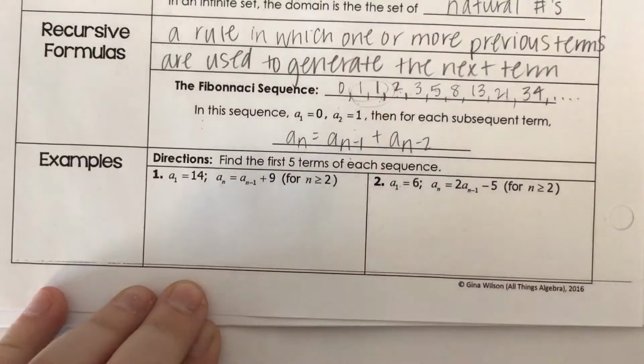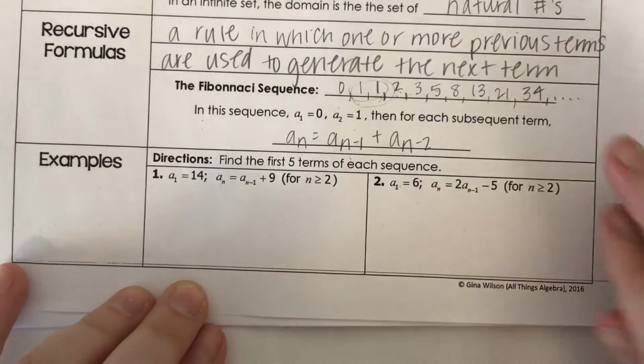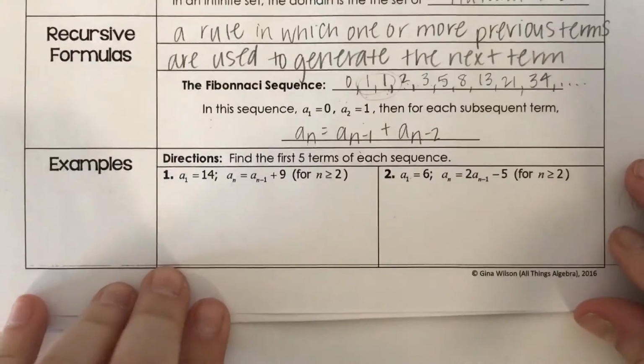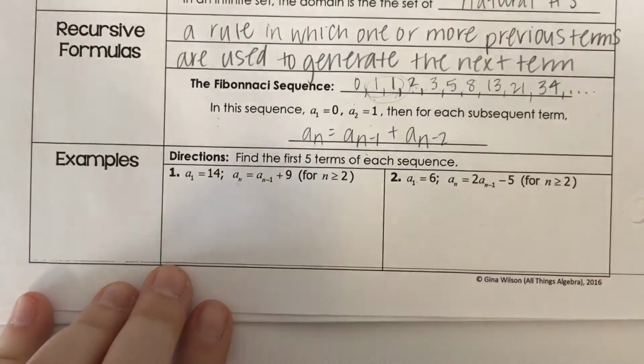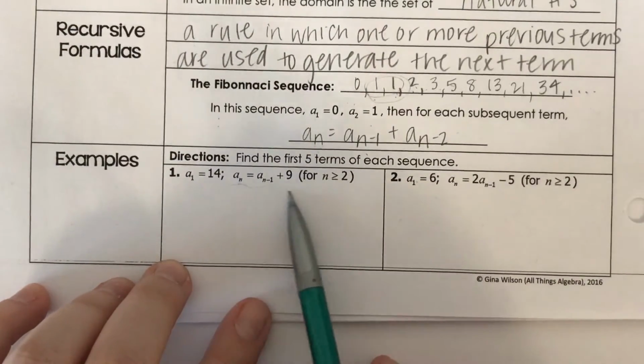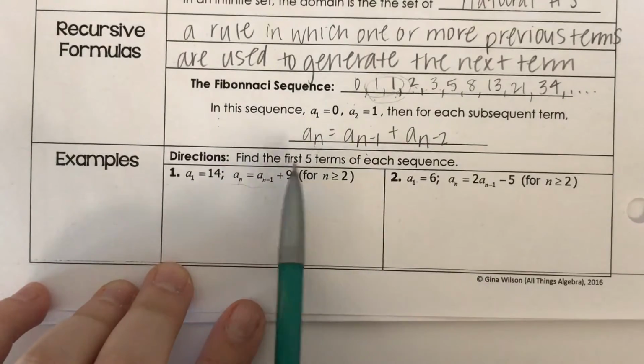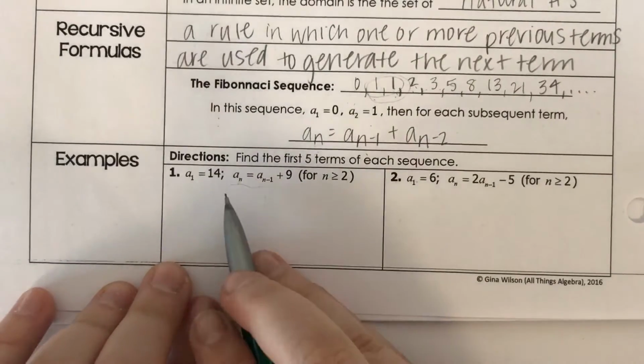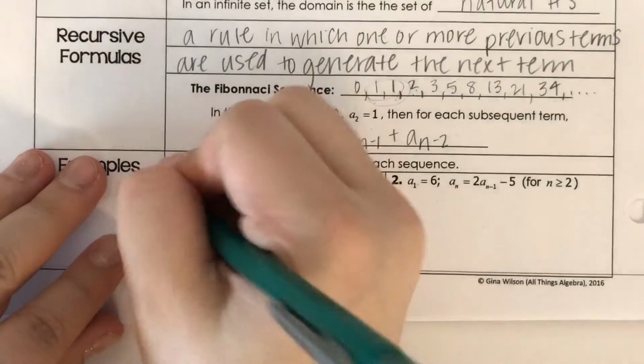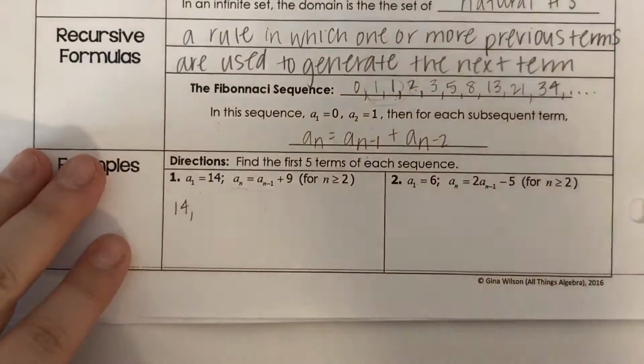Okay, so now we're going to get into some examples. We're going to do all the odds in the video, and then in the class we'll do all the evens, just like we normally do. Okay, so we're just going to apply the formula. So here's the formula they give us. We want to find the first 5 terms of each sequence. They give us the first term, 14. We only have to find 4 more.